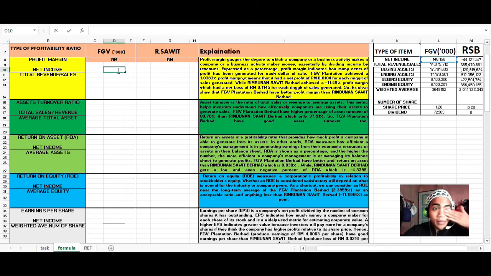For profit margin, we need to calculate net income. For FGB it is 146156, divided by total revenue, which is 14705. Net income divided by total revenue, then we times 100. We get 1.03%.